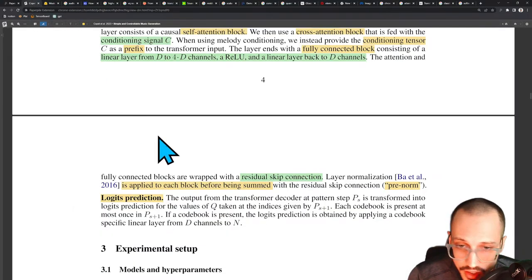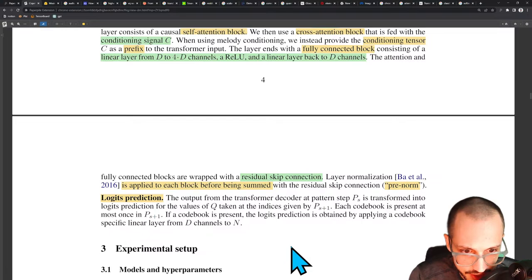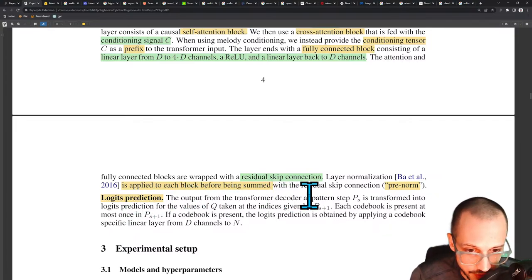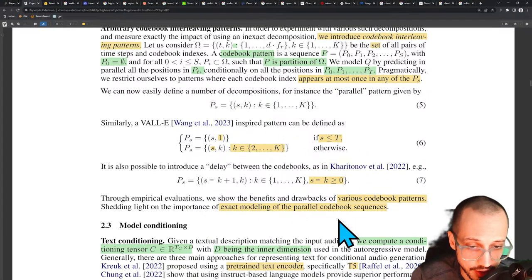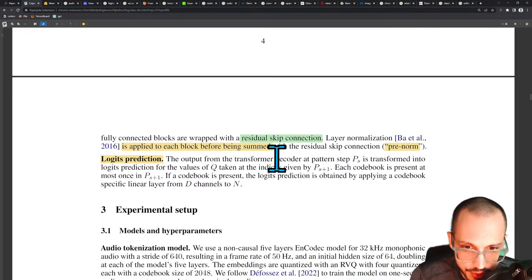So in this case, they're not just outputting the probability distribution over all possible words in that alien dictionary. They're outputting the probability distribution that is limited by this pattern. This subset of all the words, this partition that they're doing here. So the outputs from the transformer decoder at pattern step PS are transformed into logit predictions, so probabilities, for the values of Q. Q are the actual tokens, the actual words in the alien dictionaries. The values are going to be the description, which in this case is just an embedding vector, taken at the indices given by PS plus 1.